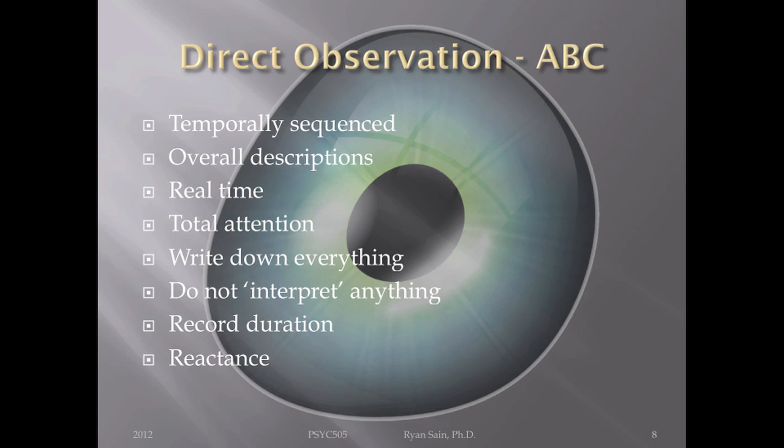Reactance. This is cool because it can work against you and it can work for you. Right off the bat, reactance is a problem. So when you're doing your observations, basically you don't want the person to know that you're observing them. So you have to kind of watch other things and watch them, which makes it hard because you're having to basically follow one person around but make it look like you're not following them around. So good luck with that one. It can be a challenge.